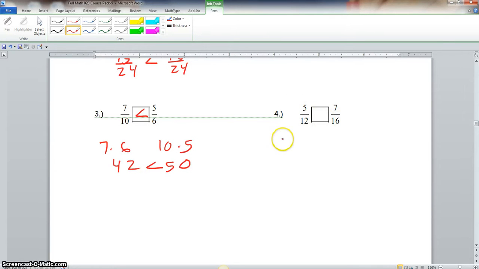Now we do the same for number 4. 5 times 16, and then 12 times 7. 5 times 16 is 80. 12 times 7 is 84. And we know 84 is greater than 80, so 7/16 is greater than 5/12.